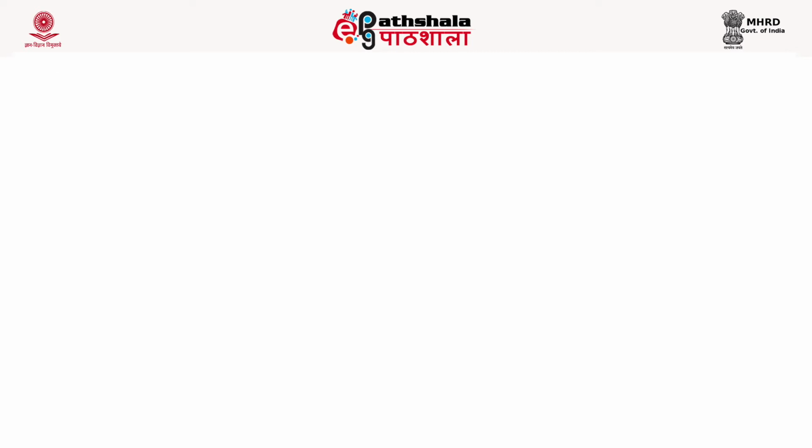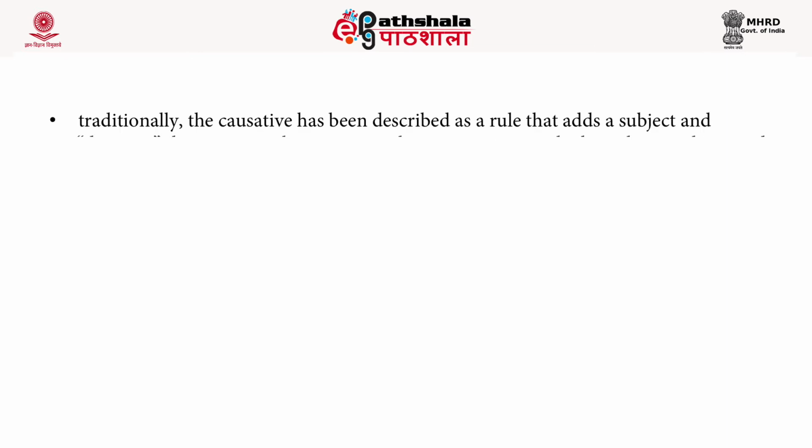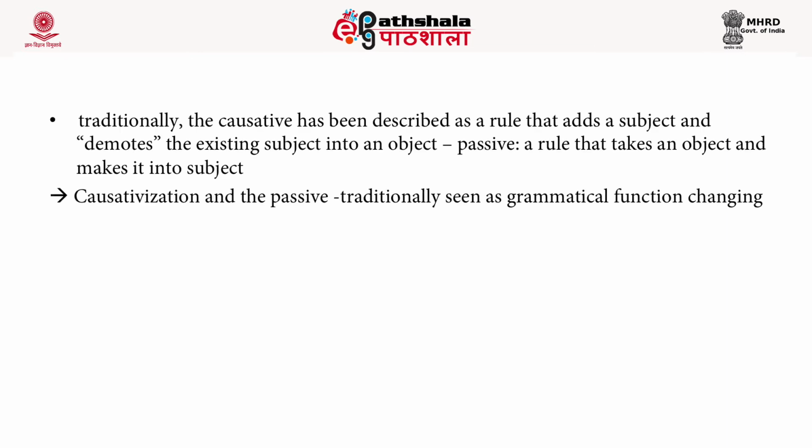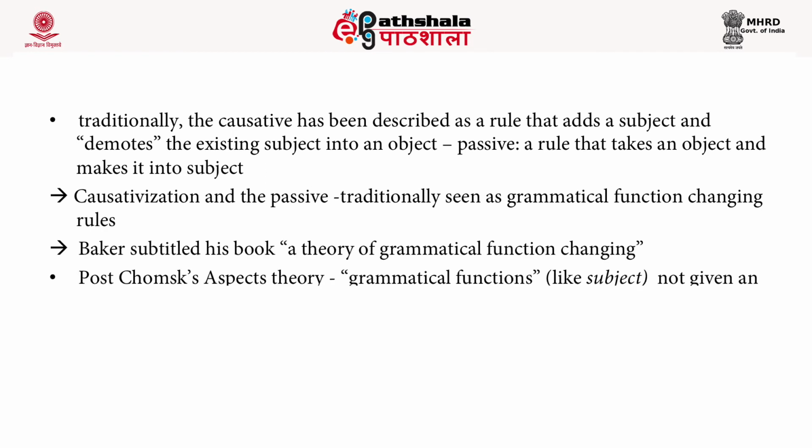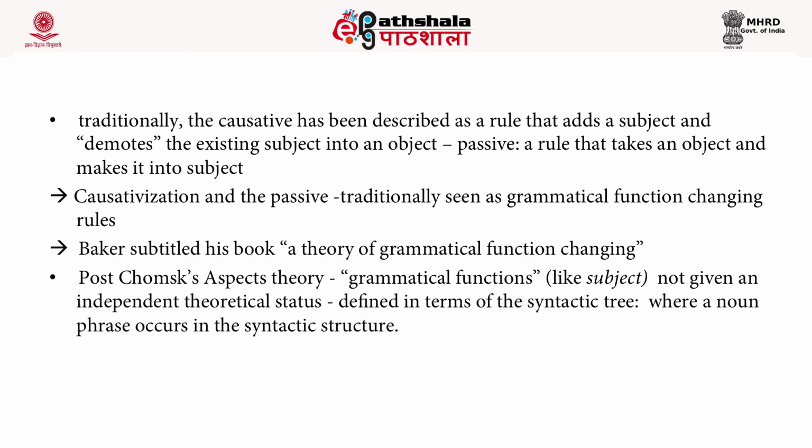Traditionally, causative has been described as a rule that adds a subject and demotes the existing subject into an object. And a passive has been described traditionally as a rule that takes an object and makes it a subject. Thus, causativization and passives traditionally are seen as grammatical function changing rules. Baker subtitled his book as A Theory of Grammatical Function Changing. Post Chomsky's aspects theory, grammatical functions like subject or object, they were not given any independent theoretical claim.